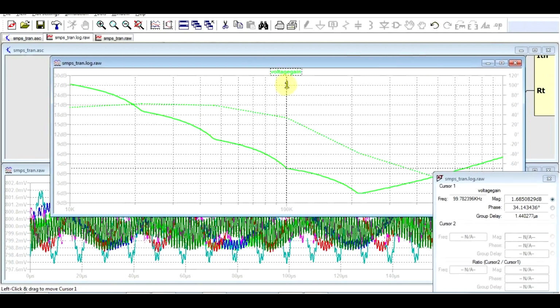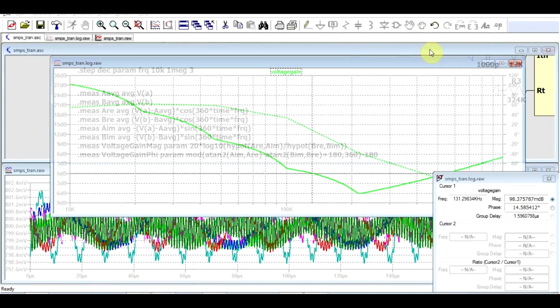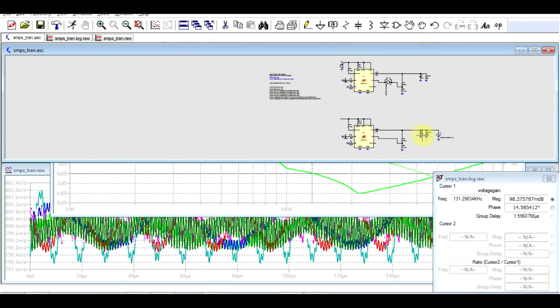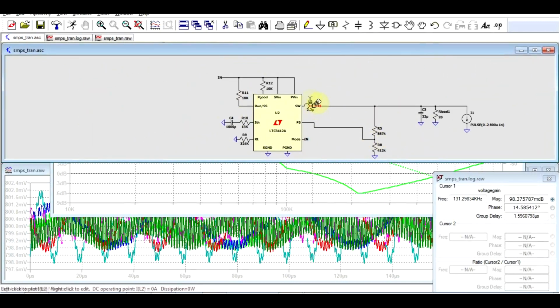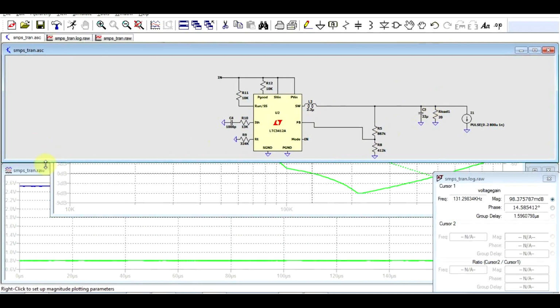And we can have a look at the crossover frequency, so when the gain goes through 0, and we see that it's at around 130 kilohertz, and that we have a phase of 14 degrees, which is horrible. But is the loop stable? Well, this is why I put here the second simulated circuit, which is exactly the same as the first one. Here we can actually look at the output voltage, see what's happening.